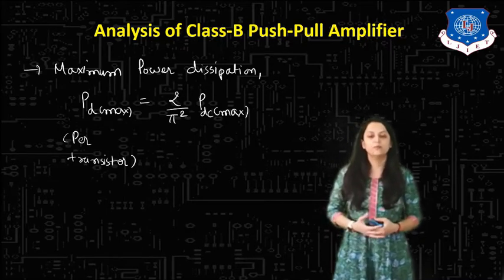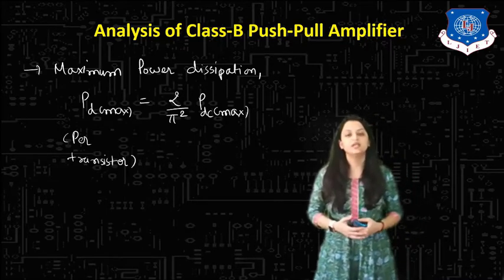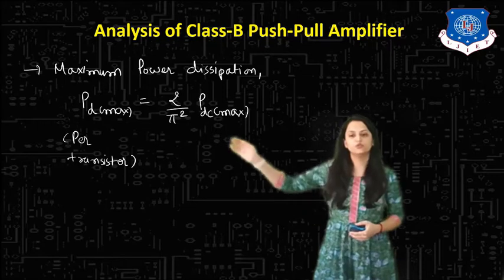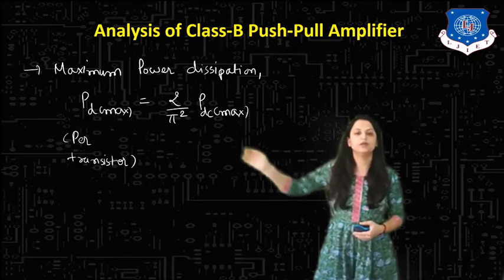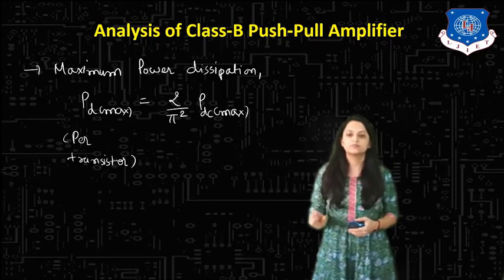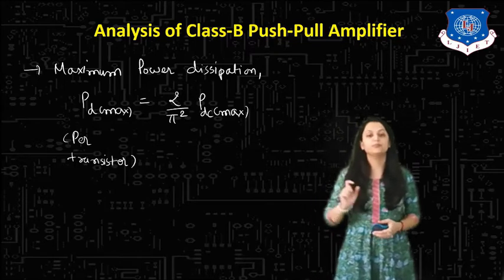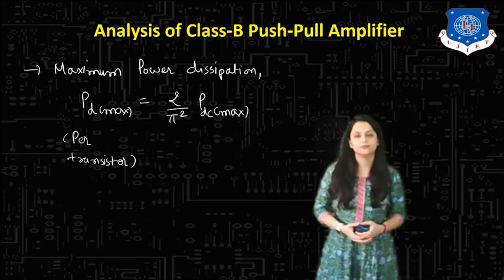So the maximum power dissipation is given as PD maximum equals 2 by pi square into PDC maximum. This maximum power dissipation is per transistor dissipation.